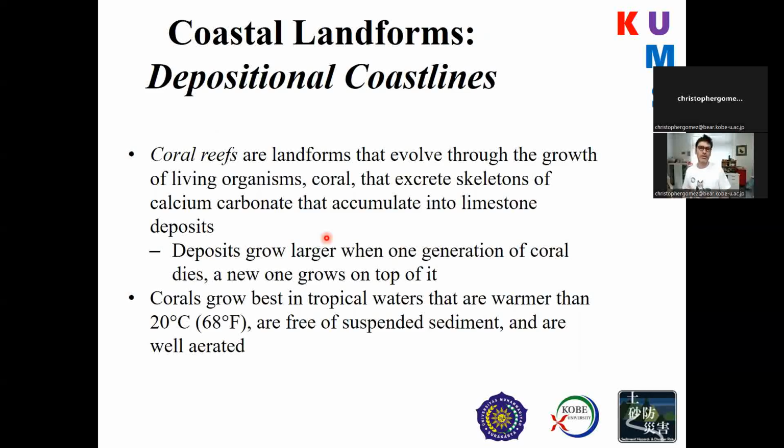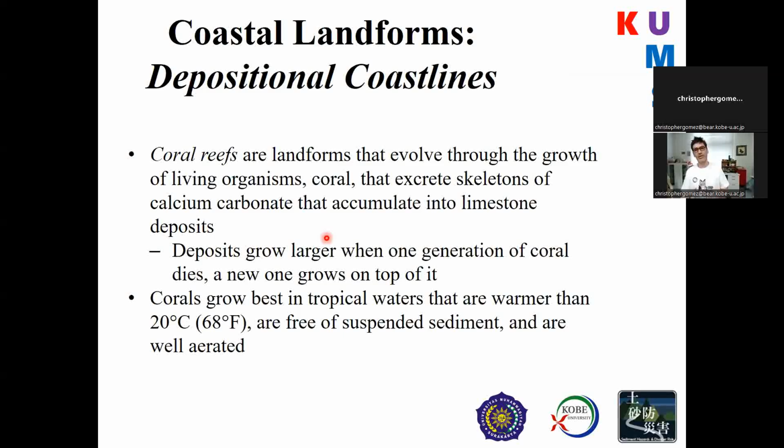And then when you think about the depositional coastline, you have also other types of land formation. And one of the processes that create land are coral reefs. So coral reefs are landforms that evolve through the growth of living organisms. That's why it's a bit special. It's not sediment falling, this time it's something growing.